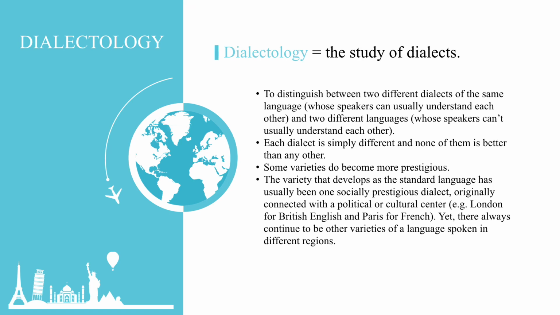Some varieties do become more prestigious. The variety that developed as the standard language has usually been one socially prestigious dialect, originally connected with a political or cultural center. Yet there always continue to be other varieties of languages spoken in different regions.